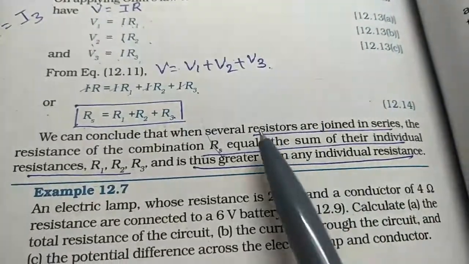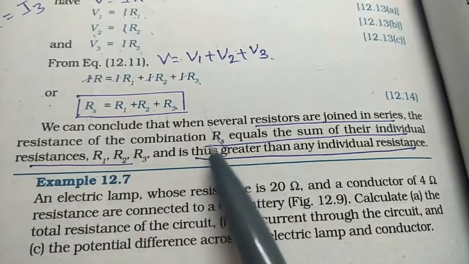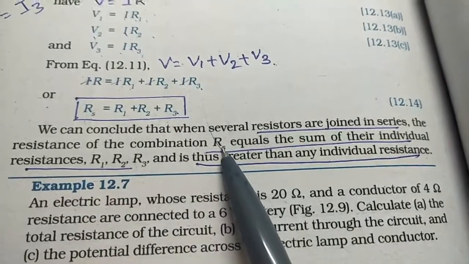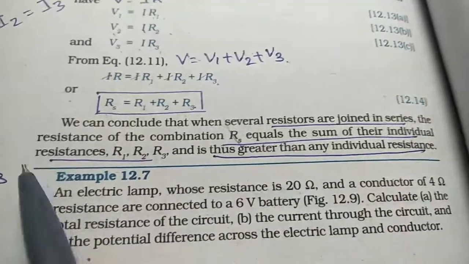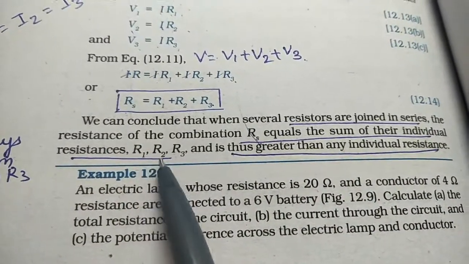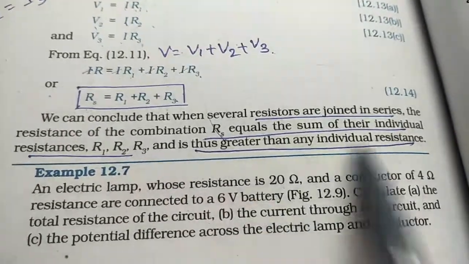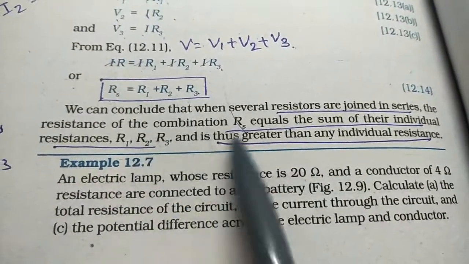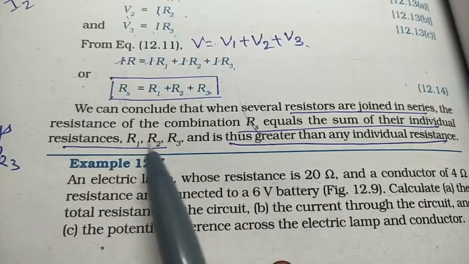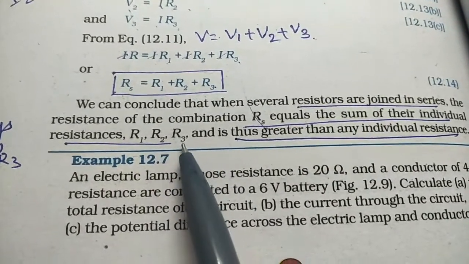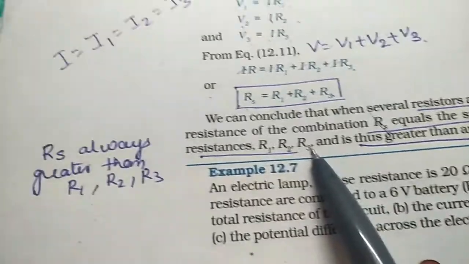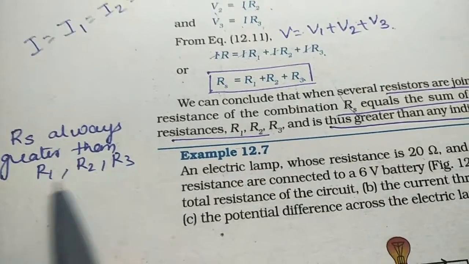Here there is one thing you have to remember: when the resistors are joined in series, the total resistance, that is Rs, is the sum of their individual resistances, that is R1 plus R2 plus R3. It is always greater than any of these. So Rs will always be greater than R1, greater than R2, and greater than R3. Rs is always greater than all these three.